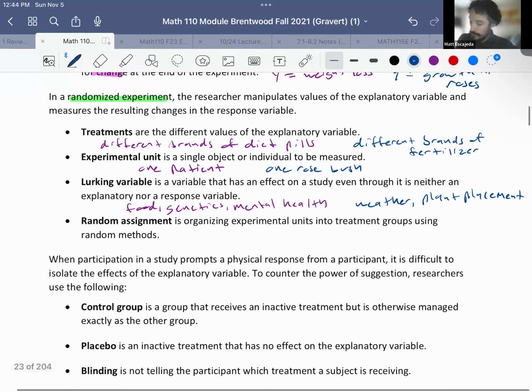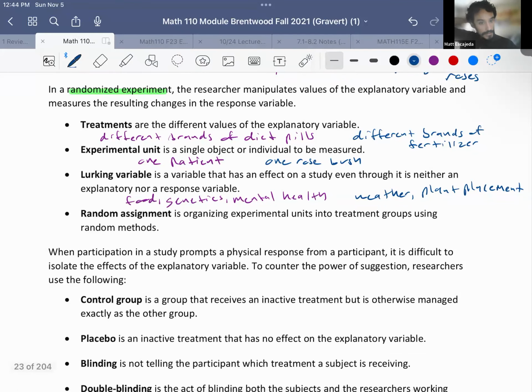Okay, so then lastly, we have random assignment. And random assignment is organizing experimental units into treatment groups using random methods. And so what this really does is, it's not really relating to these examples, but it is a method used to reduce any lurking variable. So anything that would affect the study negatively.